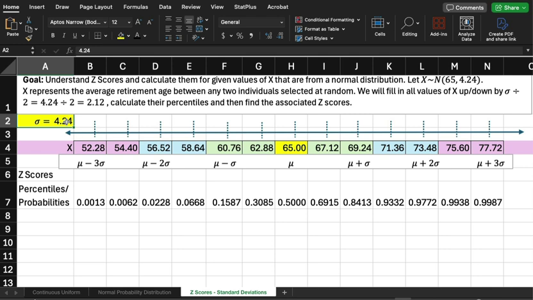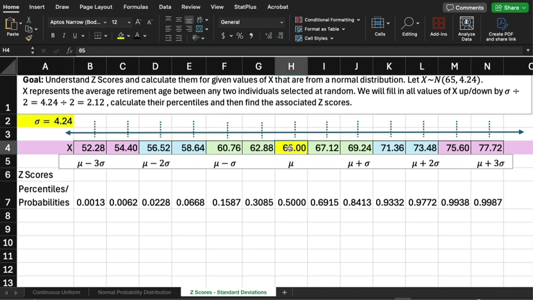The value of sigma is 4.24, and again, I decided to divide that in half because I wanted you to see all these different values of x that are 2.12 units away from each other, and what their percentiles will be, as well as what their associated z-score is. So a z is just another random variable, and it measures how many standard deviations from the mean you are. Okay, that's what the z-score does.